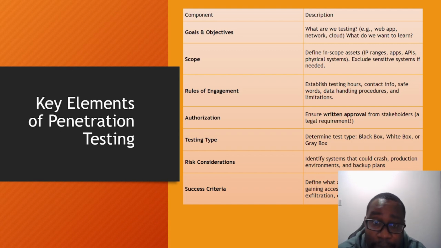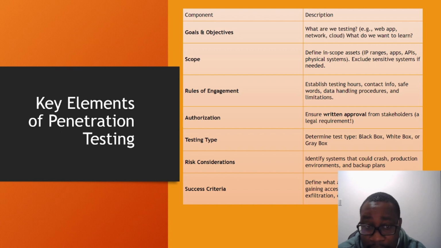Your rules of engagement, ROE, establishing test hours, the contact info, the safe words, the data handling procedures and limitations that are given by the organization that's giving you the green light to pen test them.